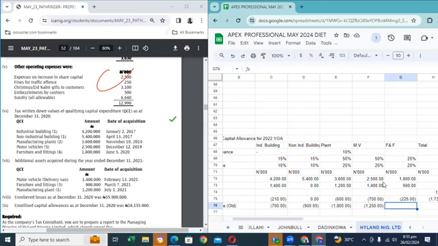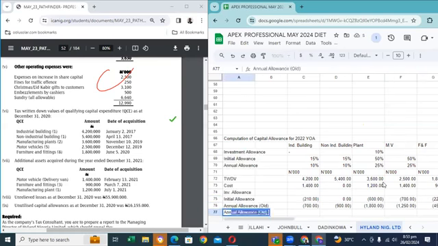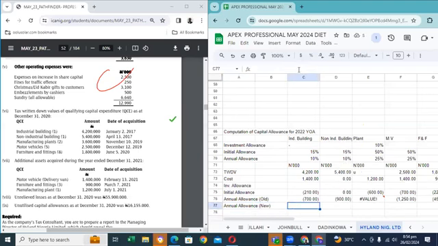Then for furniture and fitting, it's supposed to use 5 years. It was purchased in 2020, so it became admissible in 2021. So you have 2021 only. So it means we have, are you with me? 180 minus 4, divided by 4. So you have the total. Then you have annual allowance of the new asset.